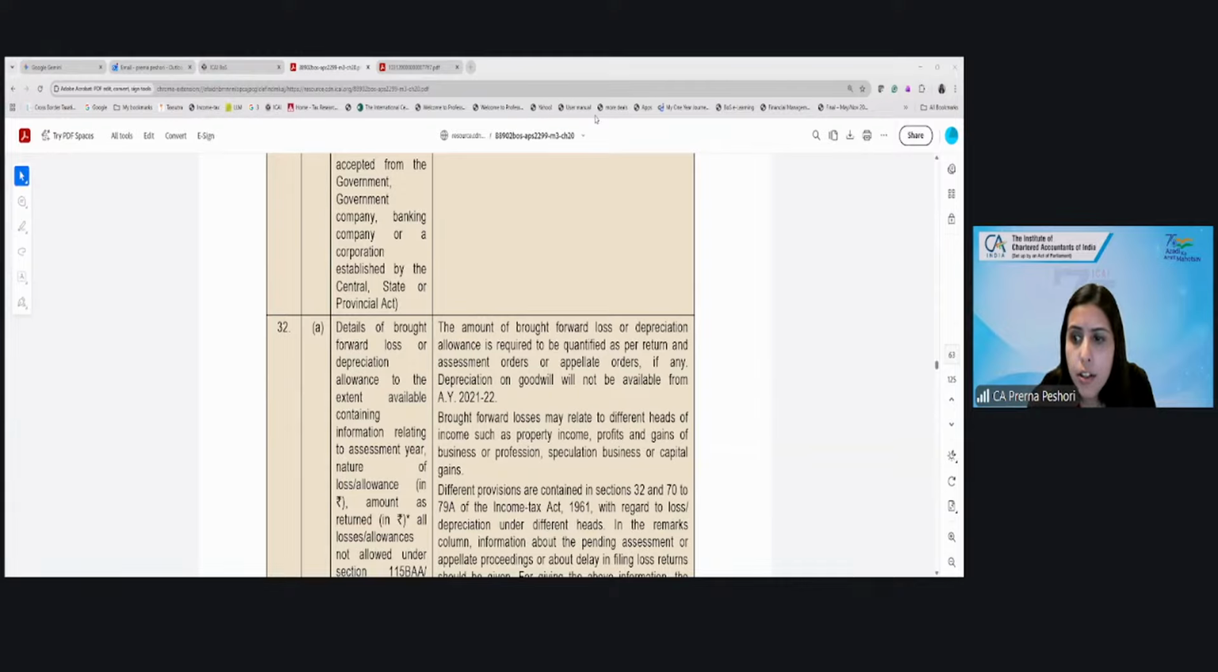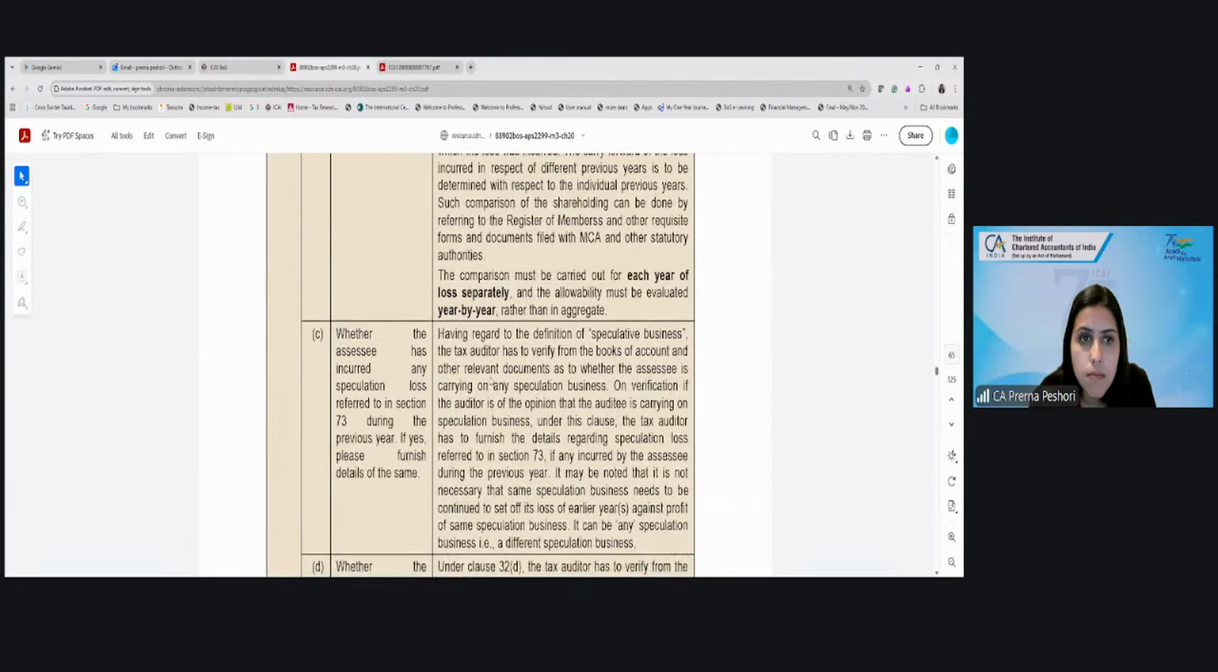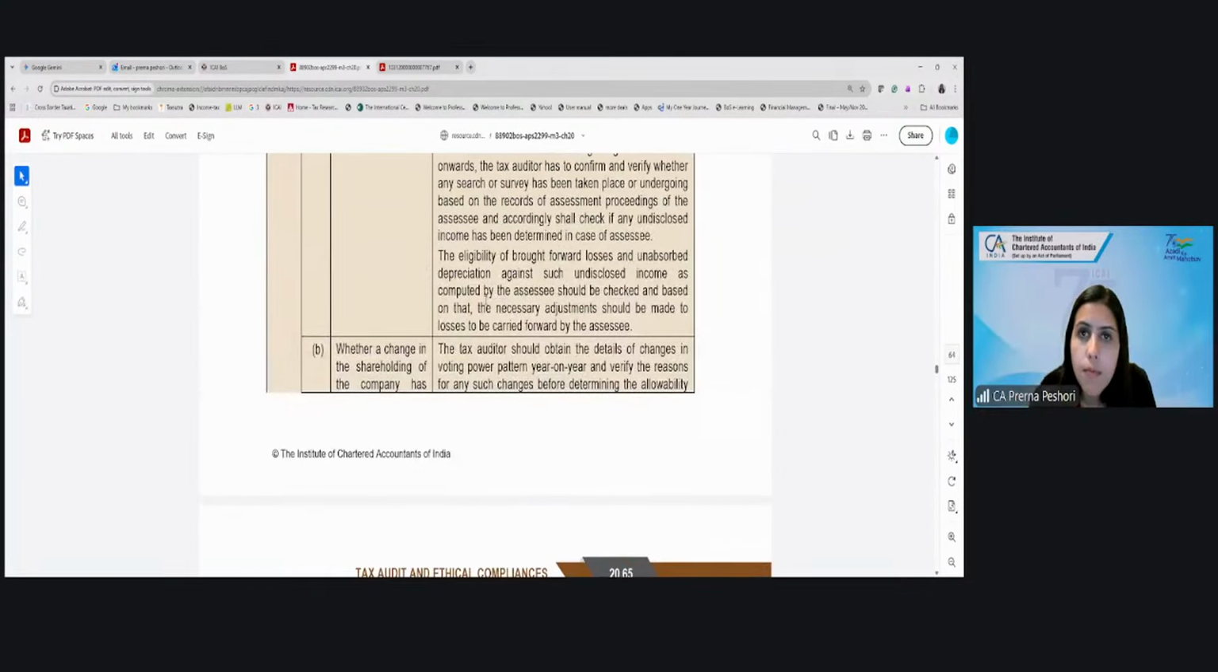Fine. Then the B point is whether a change in the shareholding of the company has taken place during the previous year due to which the losses incurred prior to the previous year cannot be allowed to be carried forward in terms of section 79. What is this? What is section 79?